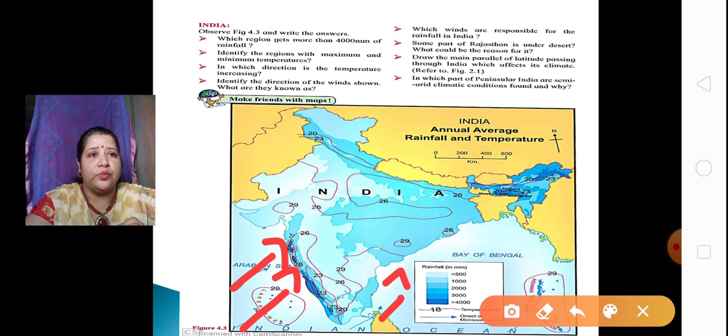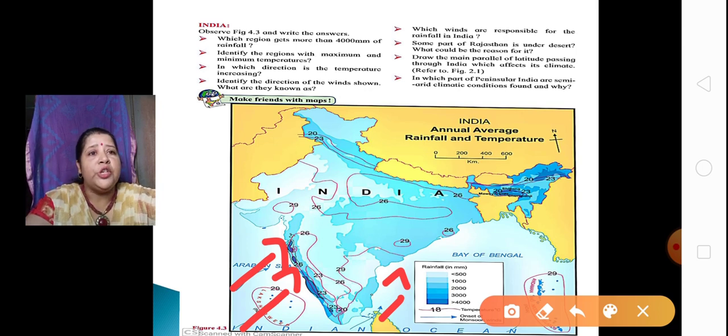The next question is for the students. The students are going to draw the main parallel of latitude passing through India. Now, do you know what is the main parallel of latitude passing through India? Correct. It is the Tropic of Cancer which passes through India. And what is the effect of the Tropic of Cancer passing through India? The effect is that the southern part is more hot because of the Tropic of Cancer.